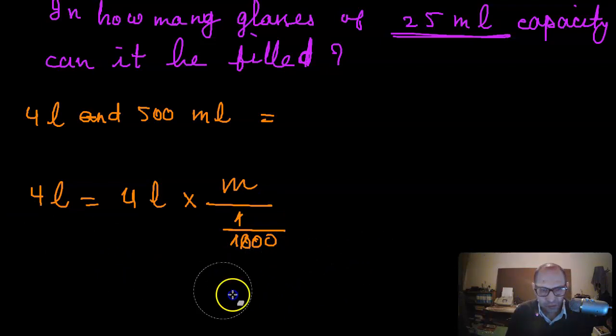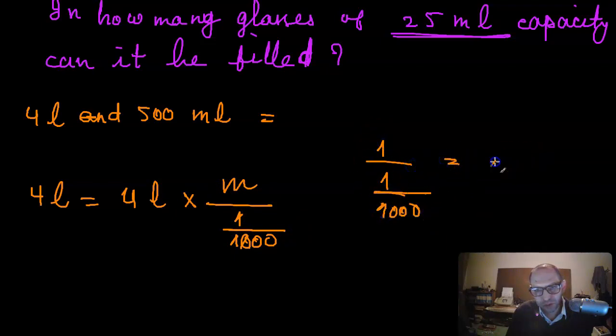And so essentially you're dividing by 1 over 1,000, which means essentially 1 over 1 over 1,000, which is nothing but 1,000, right?